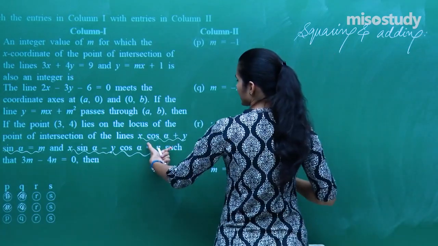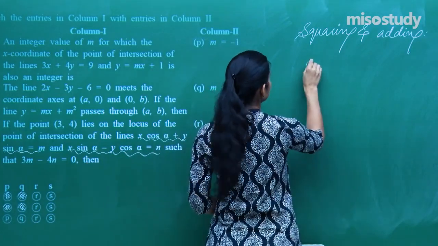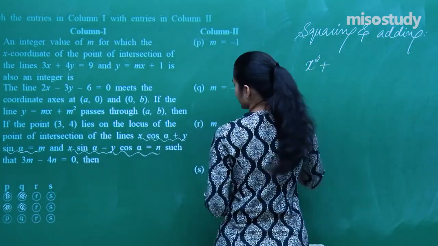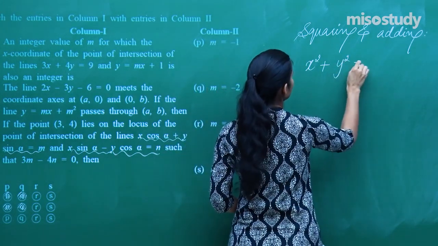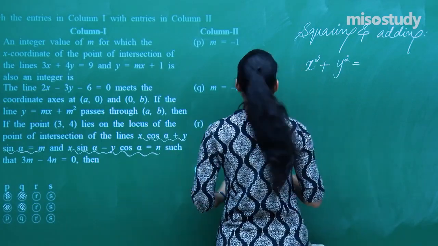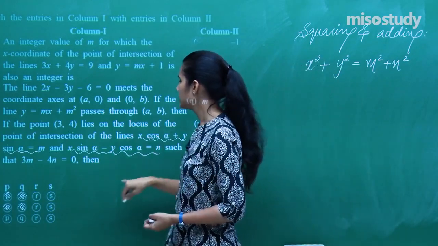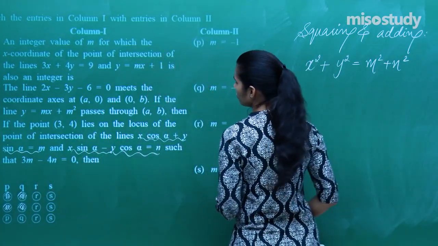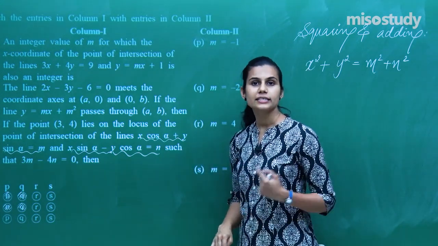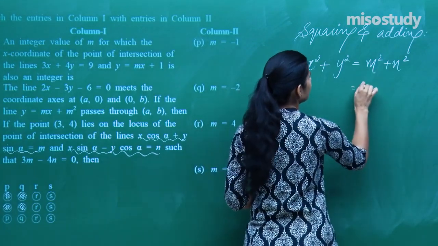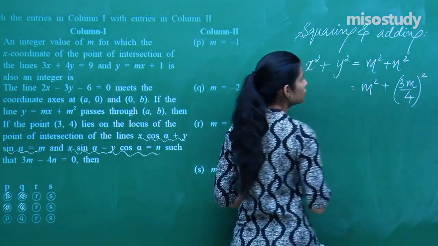leads to what? So this is x square, and then here also this is x square. Cos square alpha plus sin square alpha is 1. x square into 1 is x square. Plus this is y square, again this is y square. Cos square alpha plus sin square alpha is 1. And then you have m square plus n square. It is also given that 3m minus 4n is 0. That means 3m equals 4n, or n is 3m by 4. If n is 3m by 4, this is what you've got.